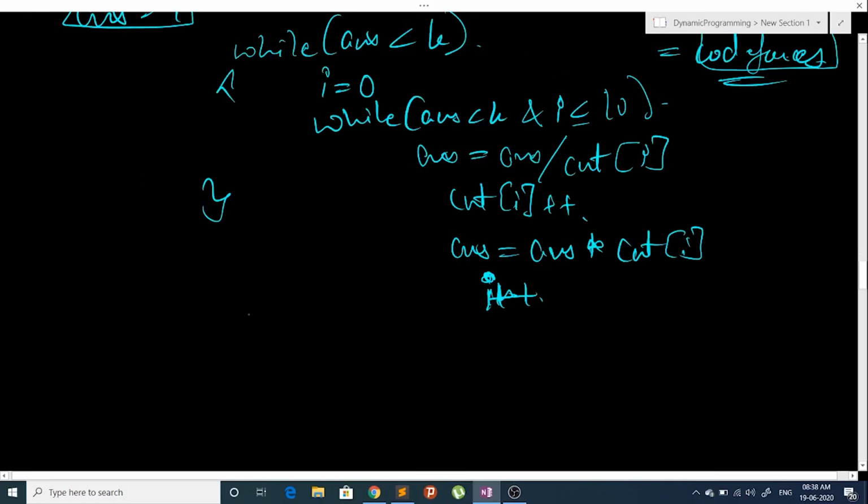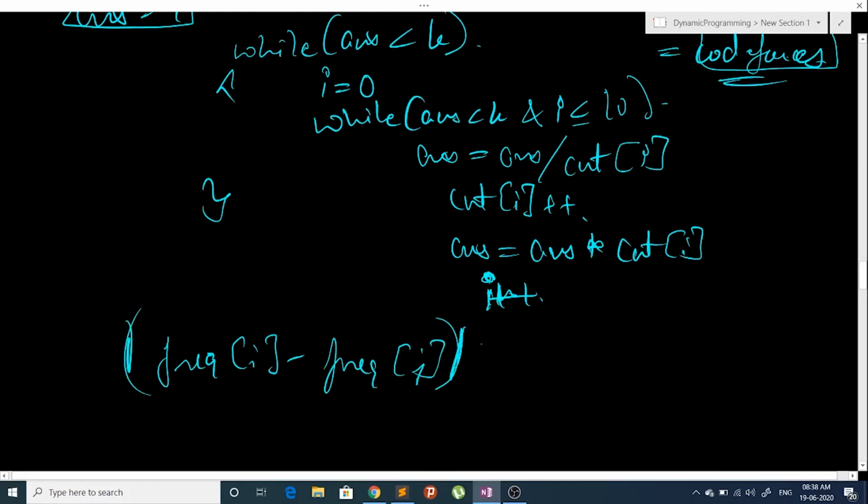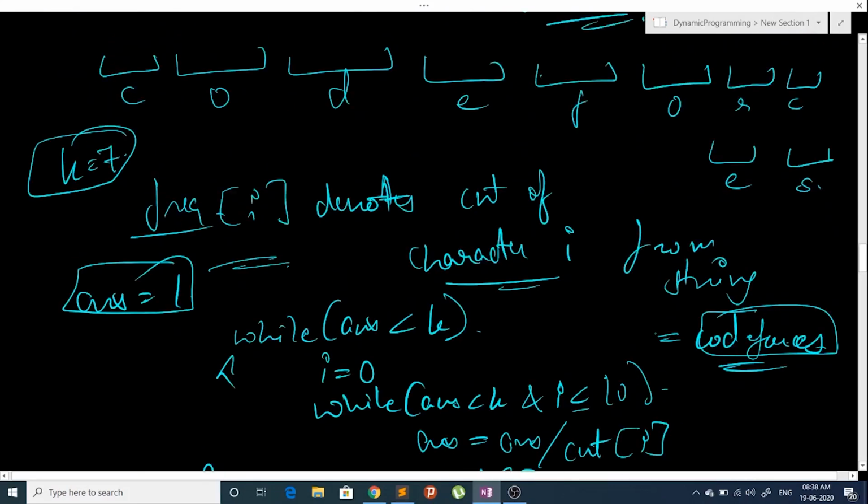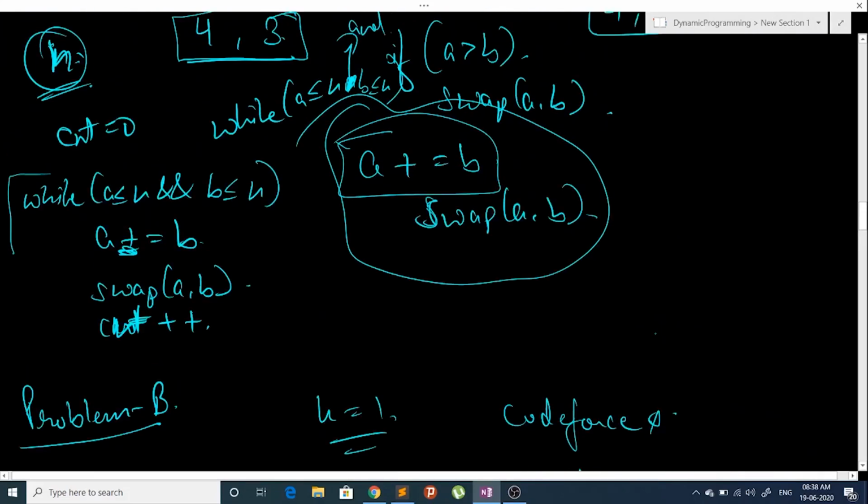And after this while loop I will have frequency of i minus frequency of j less than or equal to 1. So they will be nearly equal and they can have a difference of at most 1. So this will be the solution for problem B.